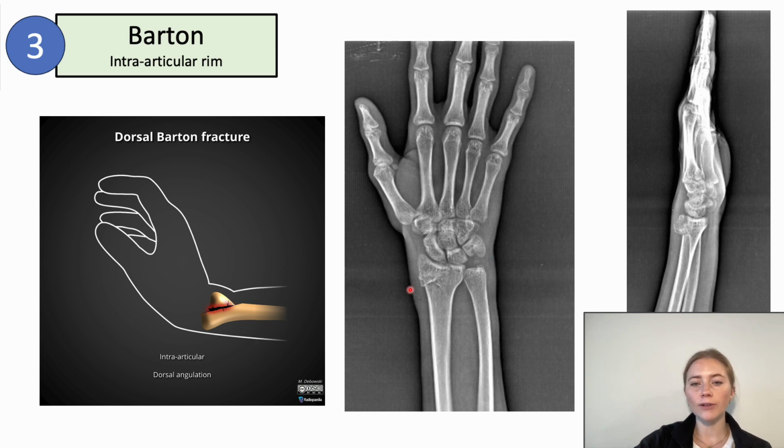So you can see here, there's the fracture line extending into the joint, making it intra-articular. And then you can see here on the lateral view that it involves the dorsal rim rather than the volar rim. Because it is an intra-articular fracture, there's usually associated dislocation of the radiocarpal wrist joint. However, in this image, you don't see any dislocation.